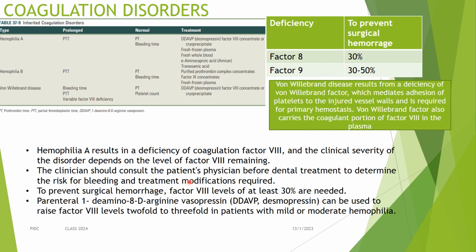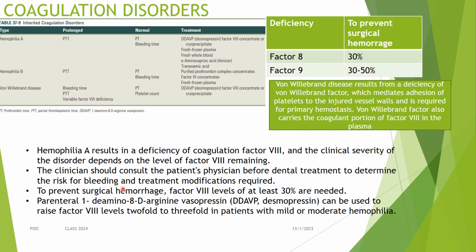So, generally, the clinician should consult the patient's physician before dental treatment to determine the risk of bleeding and the treatment modifications required. To prevent surgical hemorrhage, there should be at least 30% of factor 8 present in case of a hemophilia A patient, or 30 to 50 percent of factor 9 present in case of a hemophilia B patient. Anything below this will result in more surgical hemorrhage.